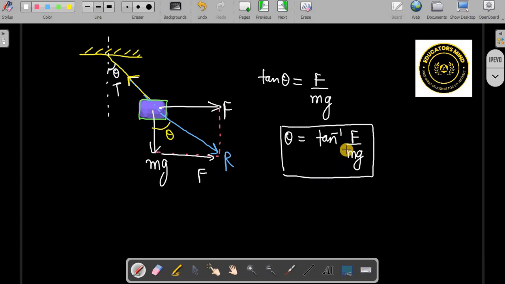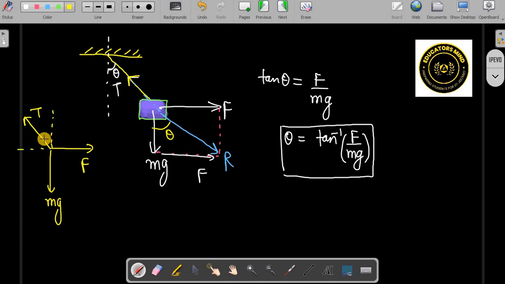Okay, so in this manner you will be able to calculate. But by resolution also we can do, right? How do you do it by resolution? This is the F, this is the mg, and this is the tension. So let us resolve here.